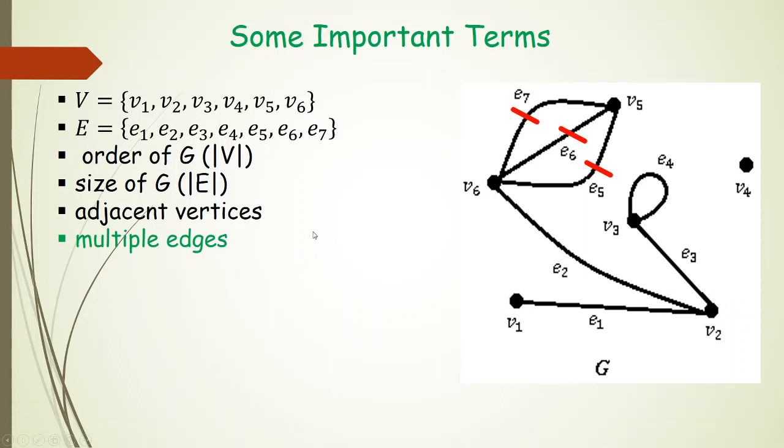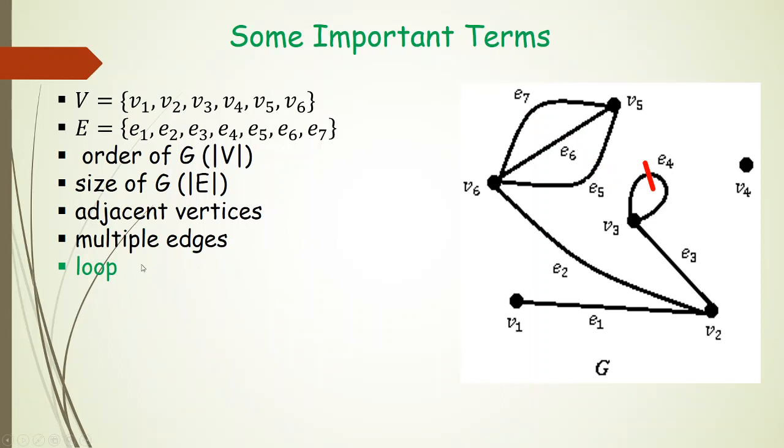Multiple edges. What are multiple edges? These are edges that connect the same vertices. For example, V sub 5 and V sub 6 are adjacent vertices because there is an edge connecting them, say E sub 7. But notice that E sub 6 is also connecting these two vertices. Same with E sub 5. So as you can see, there are three edges connecting the same pair of vertices. We call these edges multiple edges, from the word multiple.